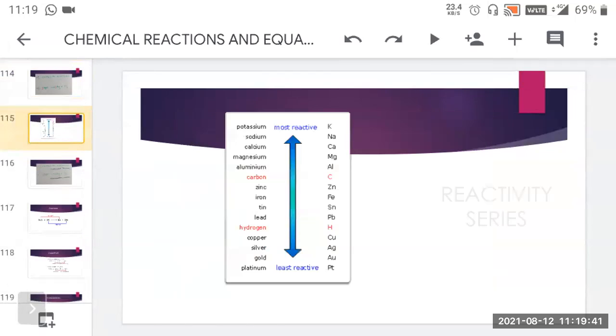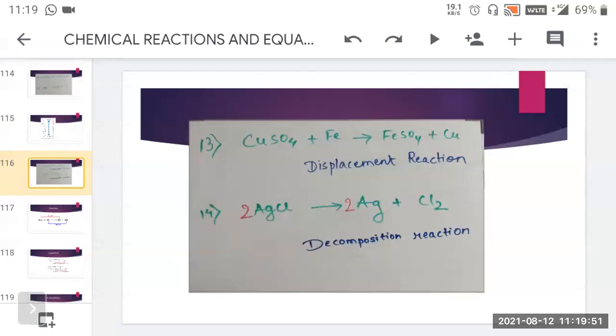Reactivity series, you have to see the reactivity series. Go through it. In the previous slides, I showed you how to learn. Here you can see displacement reaction and decomposition reaction.